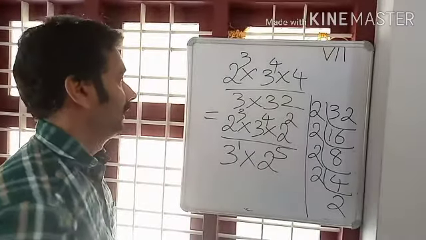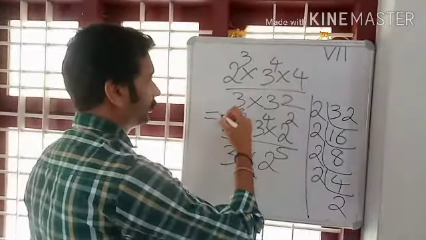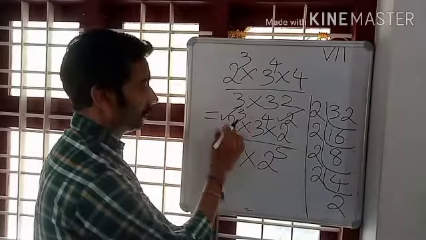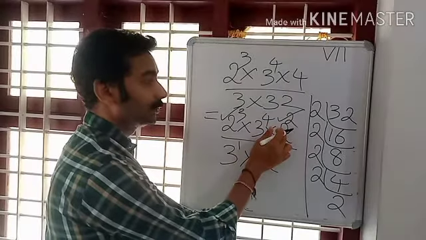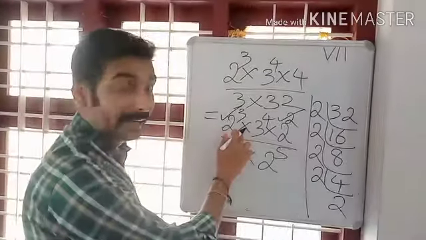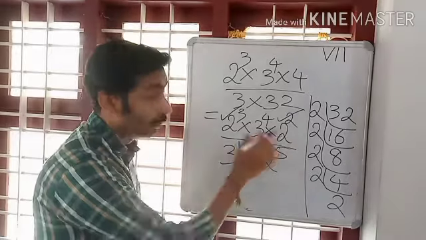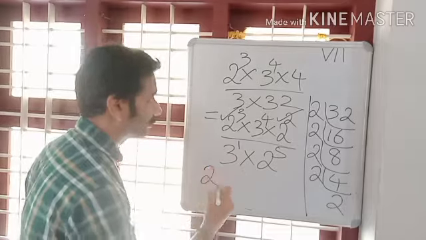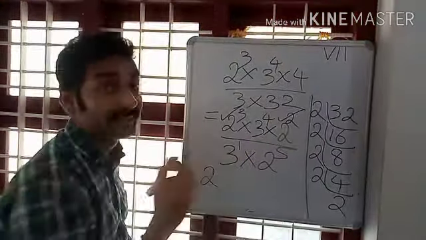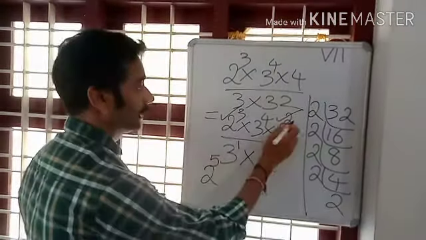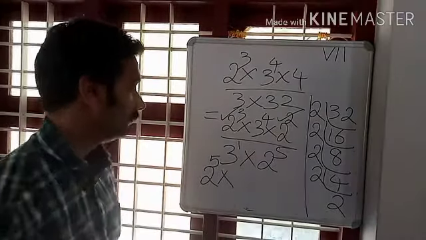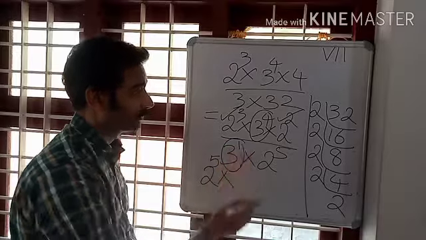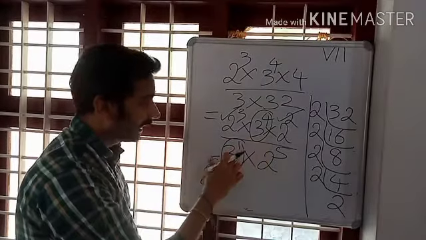Okay. In this case, 2 raised to 3 into 2 raised to 2. It is multiplied, and the bases are same, 2 and 2. In case of same base, powers we can add. That means 2 raised to 3 plus 2, which is 5. 2 raised to 5 into this one, 3 raised to 4 divided by 3 raised to 1.